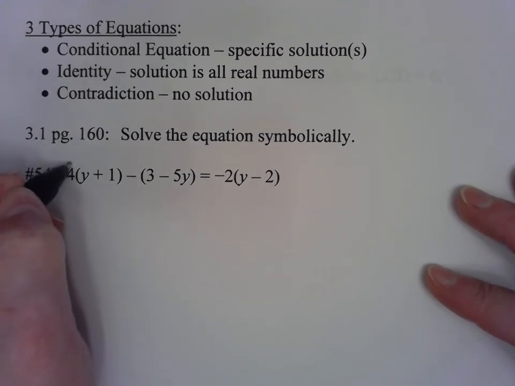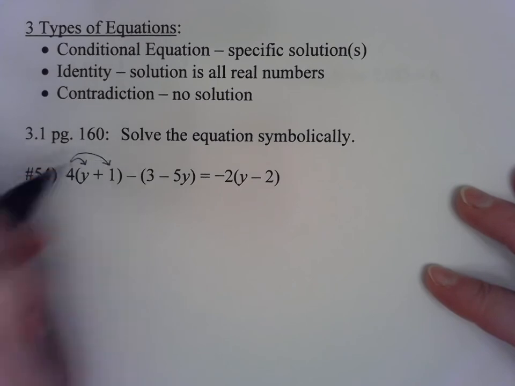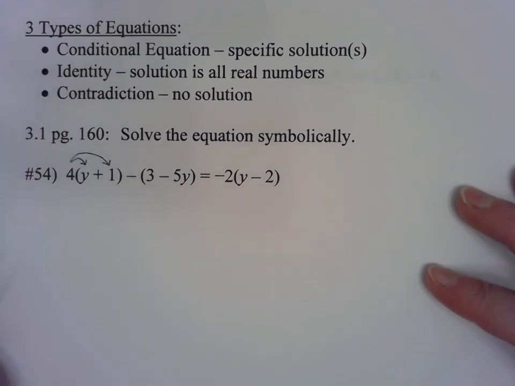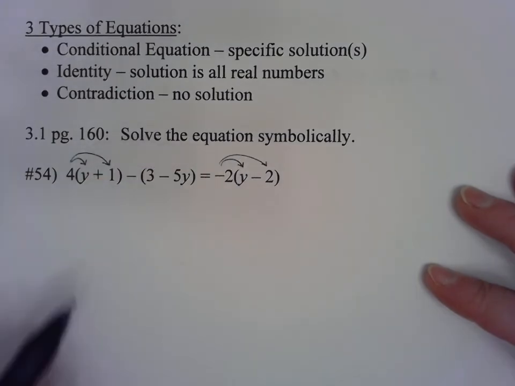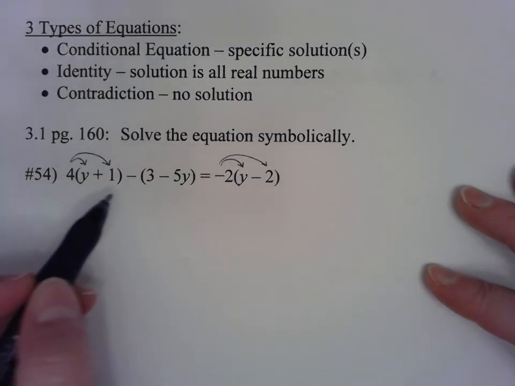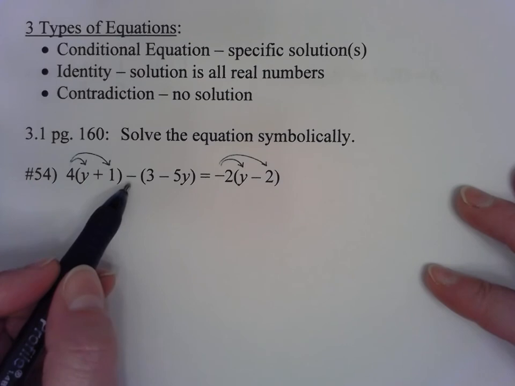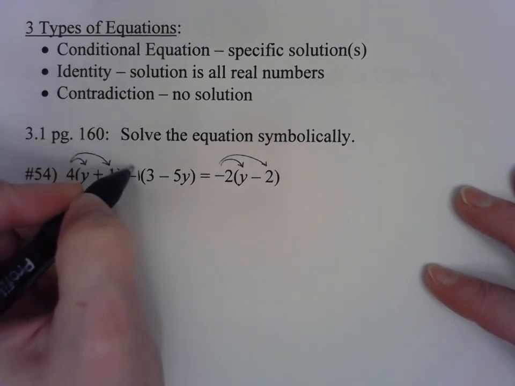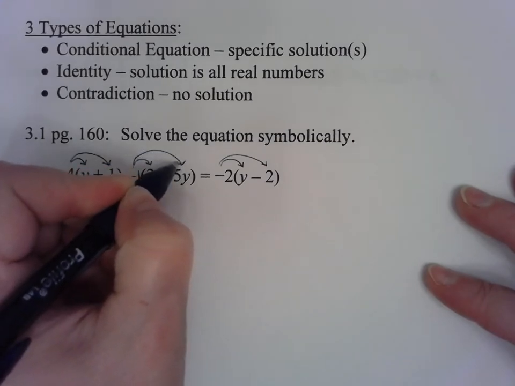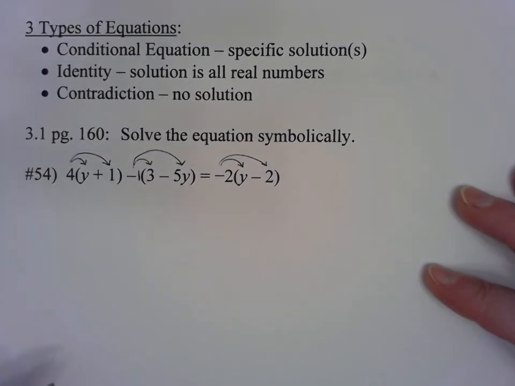The first step for this problem is to maybe remove some of these parentheses. So we're going to distribute the 4. We're going to distribute the -2 over here. And then this negative, right, think of this like a -1 out front. So we're going to also be distributing that negative as well. So maybe we could do all three of those things at the same time.